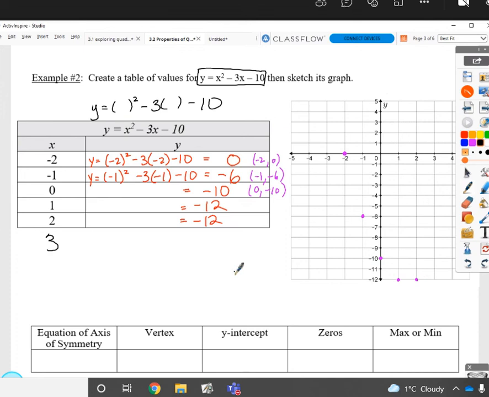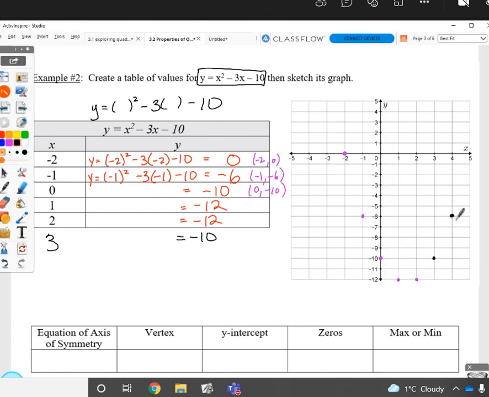So I'm going to type this in my calculator just to double check. 3 squared, minus 3 times 3 minus 10. And we get negative 10. Absolutely. What do you think the next one over is going to be? Probably here, because these things are symmetrical. It's got to line up. And also, if we go over one more, it's got to be here. It has to be.